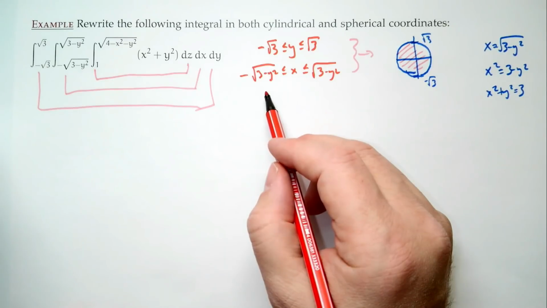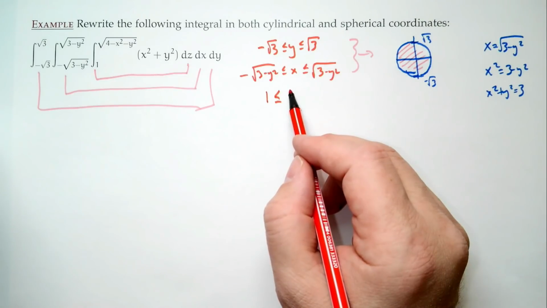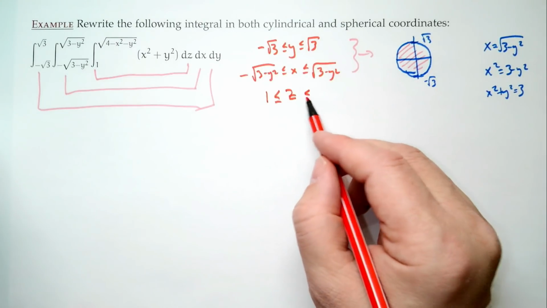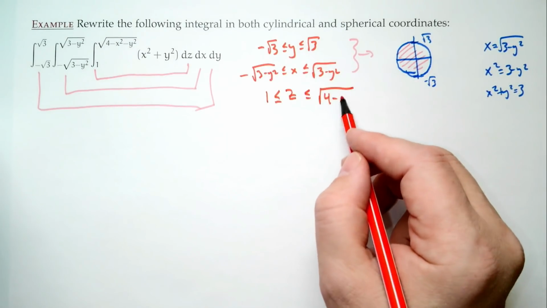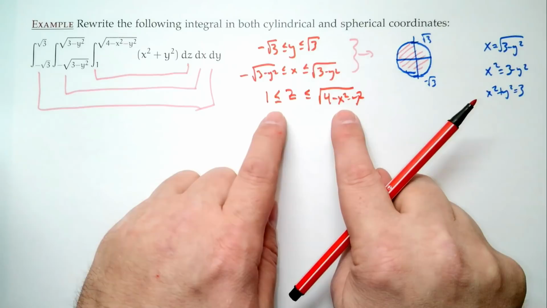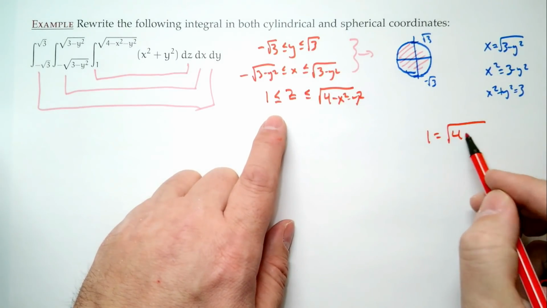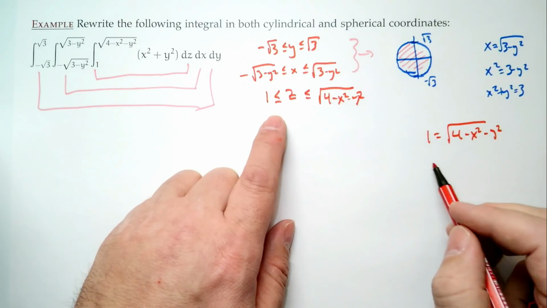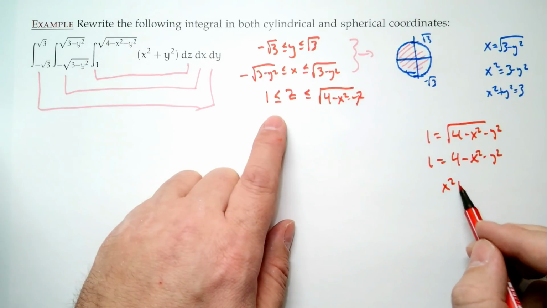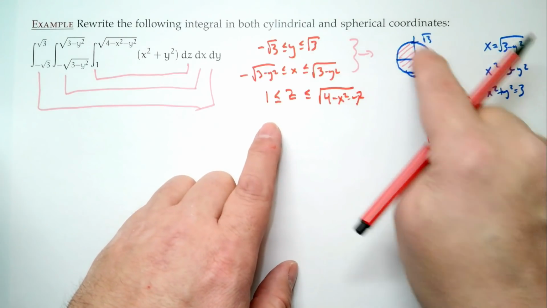Well, 1 is less than or equal to z, because we're integrating with respect to z, which is less than or equal to the square root of 4 minus x squared minus y squared. Now, where do they intersect? When does 1 equal the square root of 4 minus x squared minus y squared? That's the same as when 1 equals 4 minus x squared minus y squared, which is when x squared plus y squared equals 3 if you rearrange it. So they intersect exactly over this circle.